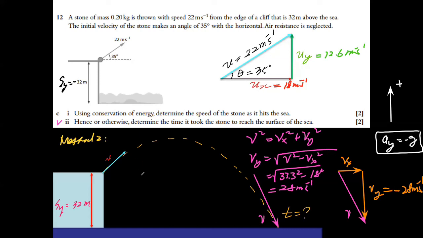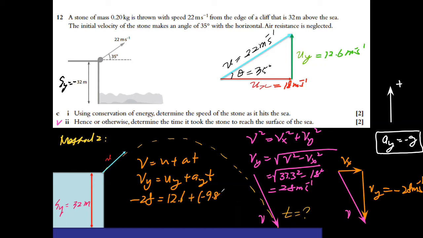Now let us use the velocity formula. v equals u plus at, and y component vy equals uy plus ayt. So let's plug in the values. Final velocity downward, which is minus 28. Initial velocity is initially upward, that's 12.6, plus minus 9.81 t, and t equals 4.1 seconds.